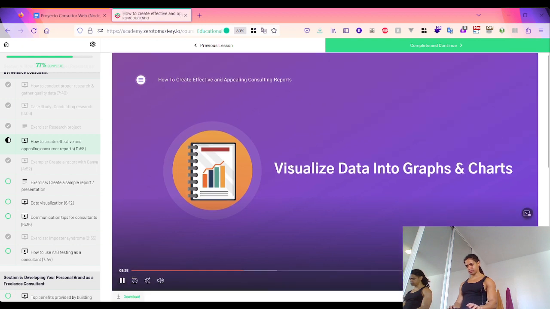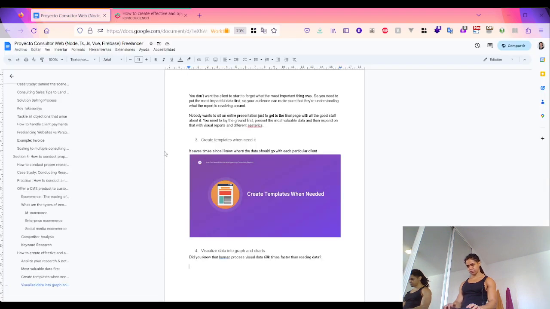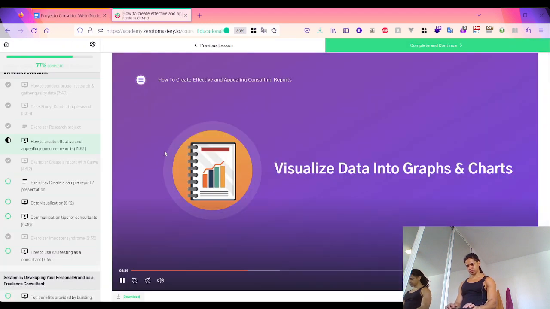Anyway. So when possible, always include visual data in your consulting reports, because not only does it help your report pack a greater punch, it also helps trim down the time and the effort needed to digest.